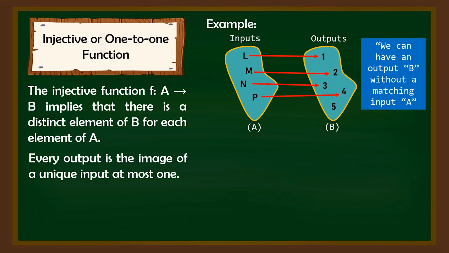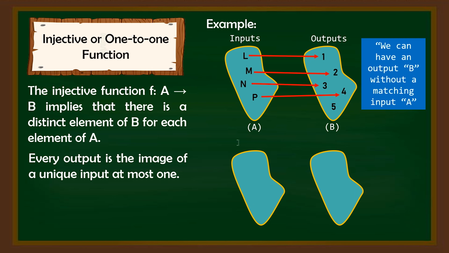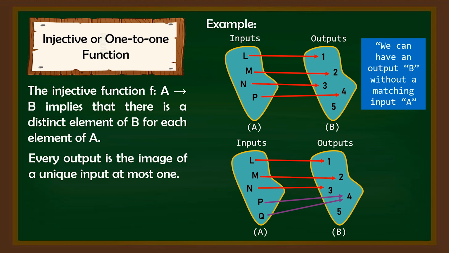On the other hand, how does it look when it's not an injective function? Consider our example with the same elements of the input and the output from the previous example. L is associated to 1, M to 2, N to 3, P to 4, and Q to 4.